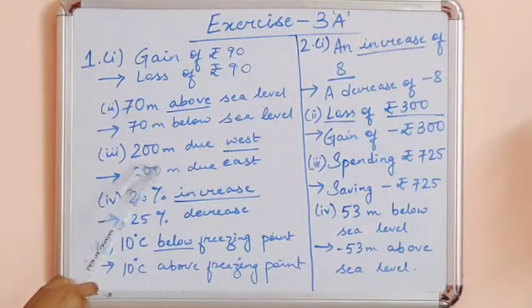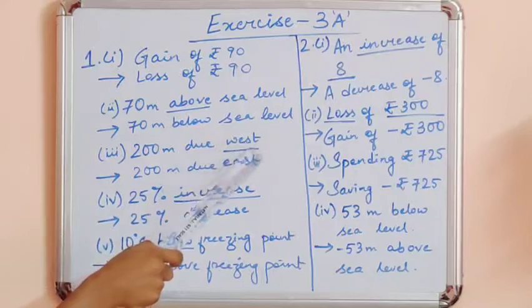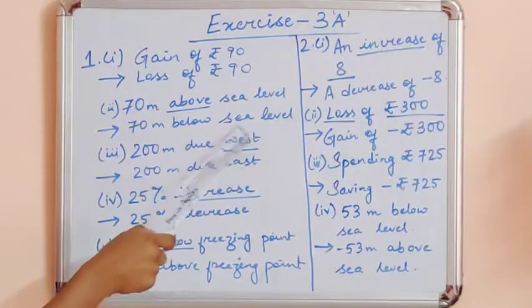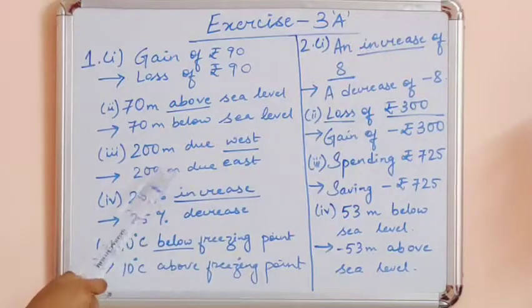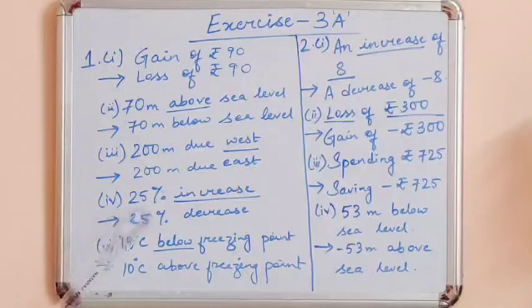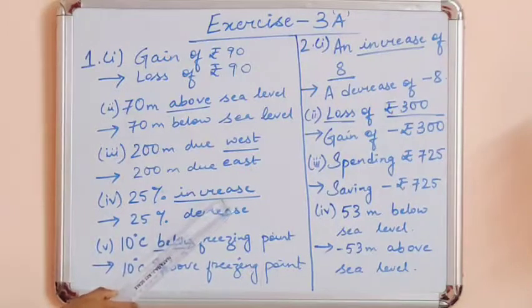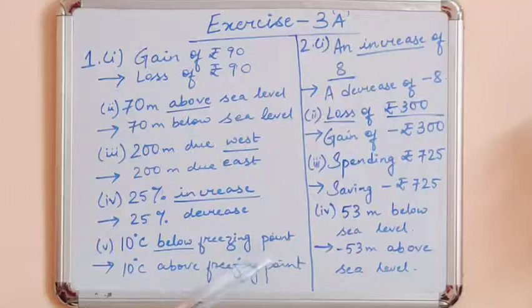Question number 3, 200 meter due east. So instead of east we have to write west. So 200 meter due west. Question number 4, 25% increase. Now the opposite of increase is decrease. So 25% decrease. Number 5, 10 degrees Celsius below freezing point. So the opposite of below is above. So 10 degrees Celsius above freezing point.